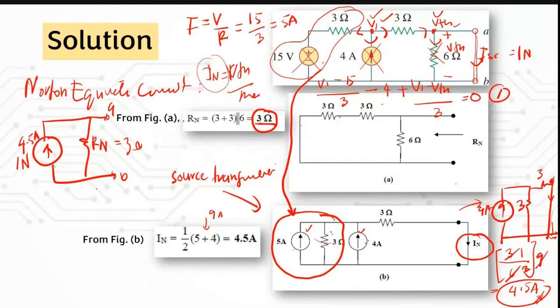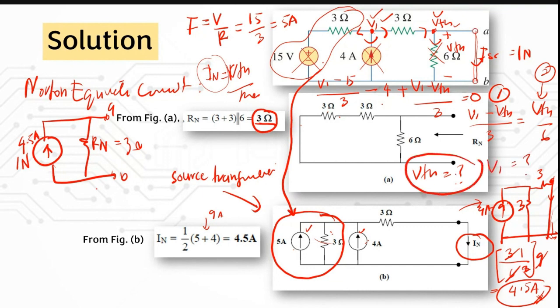And the second equation is going to be this one, the entering and leaving, which will be equated together. You will have the second equation, V1 minus VTH over 3 equal to VTH over 6. So this is your second equation. You need to solve for these two equations, and then you can get the VTH as well as V1. But the value that we want to use is VTH.